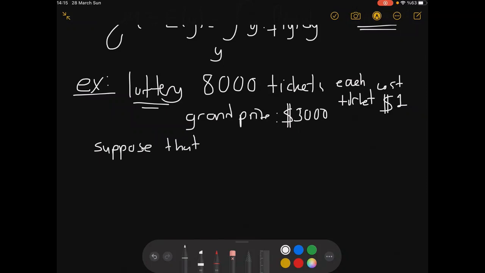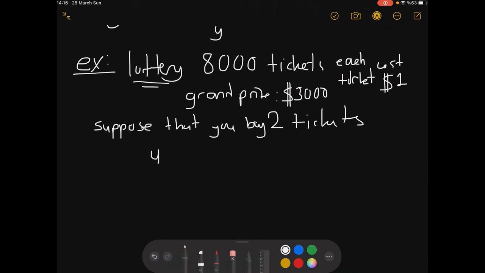You buy two tickets for this lottery. What is your expected gain in this game? Here you first need to define your discrete random variable. What you can have here is that you either lose your ticket price or win the grand prize. That's it. These are the possible options for your random variable.